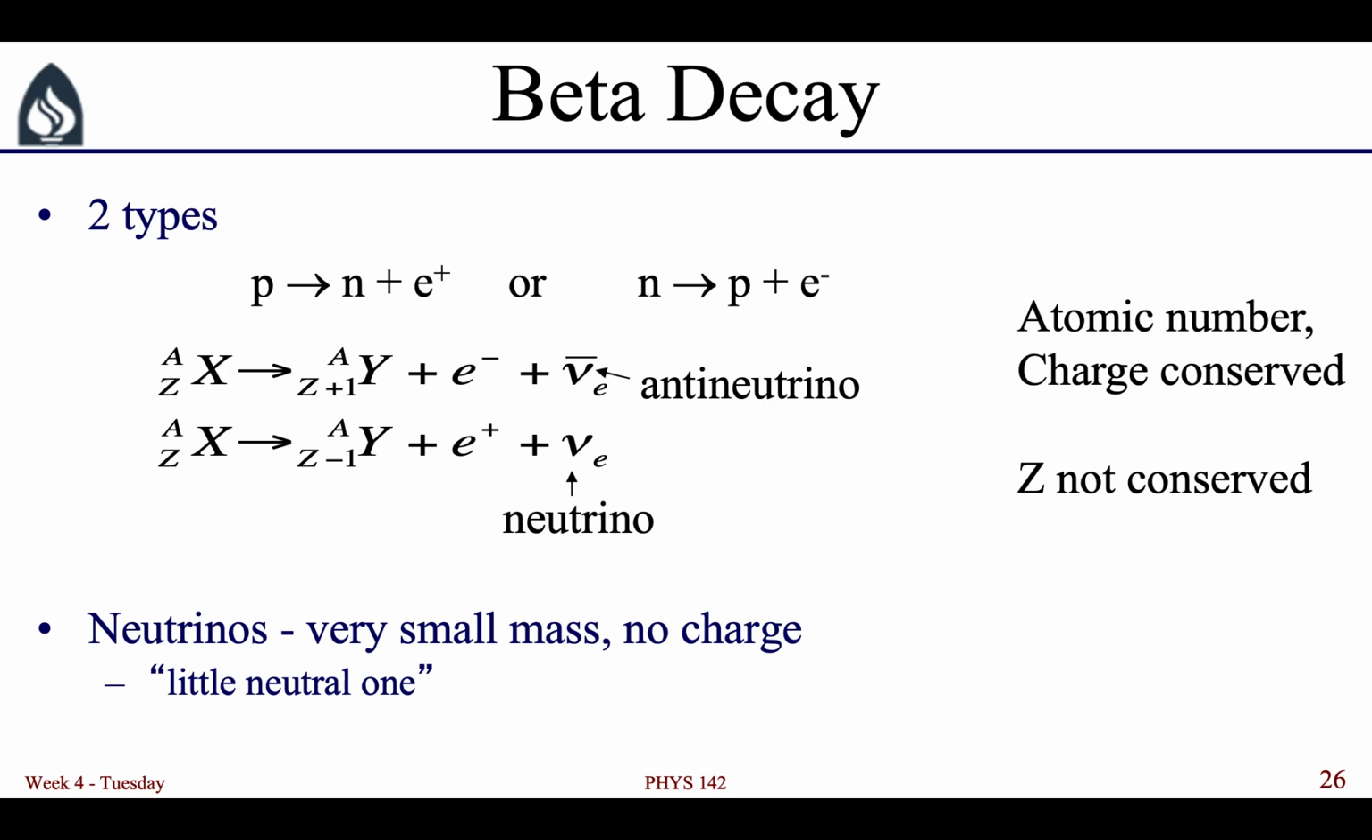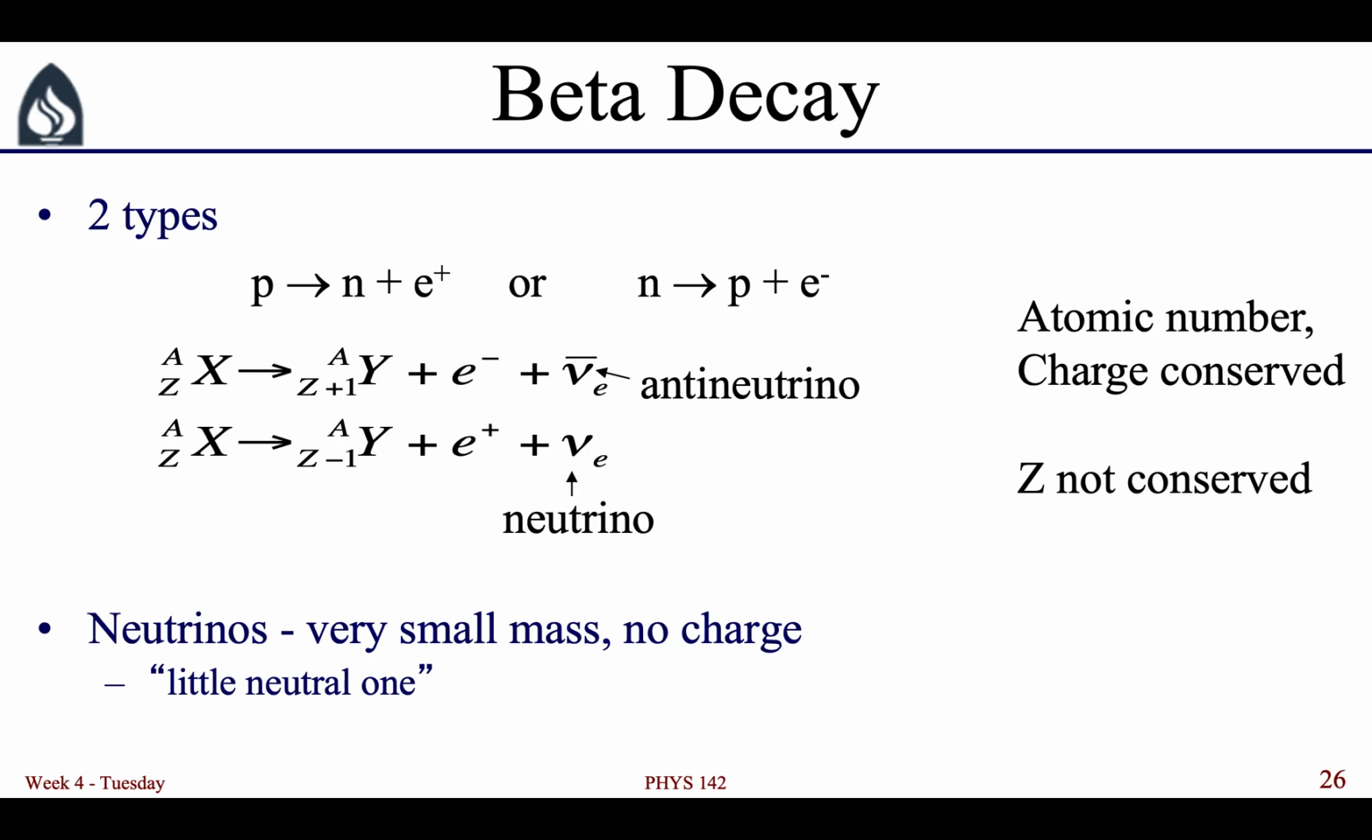But actually, that's not all that happens. An additional third particle is produced called a neutrino. A neutrino has a very, very small mass and no charge. They're neutral particles, and they have a really, really tiny mass. We know that they have mass, but the mass is so tiny that no one has yet been able to measure it.